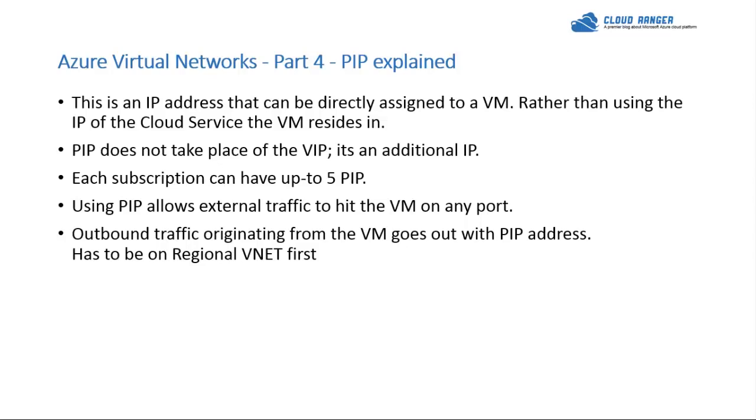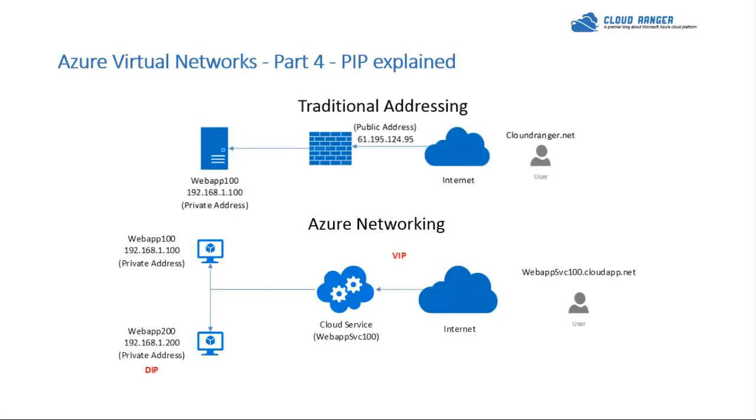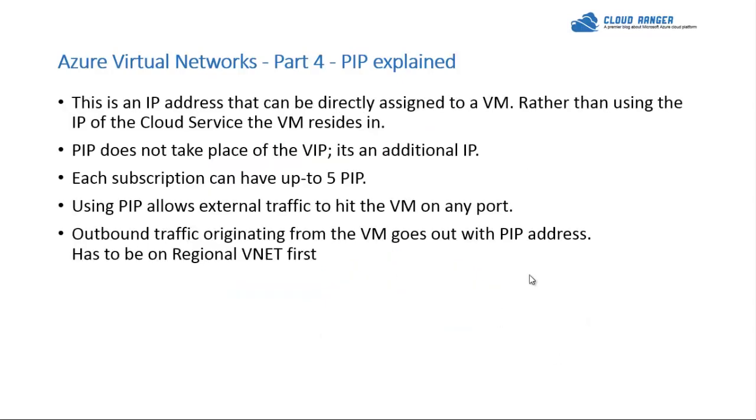So let's go back to our diagram here. The way this is set up right now, this virtual machine will go out to this user, and this user will see the VIP address. So it will think that this is the address this server came from. But with a PIP, as soon as you assign a PIP to the virtual machine, it's no longer the VIP. Even though the VIP is there, the virtual machine will know that I have a PIP address, and I'm going to show this address to the user. I'm going to show you how that works as well.